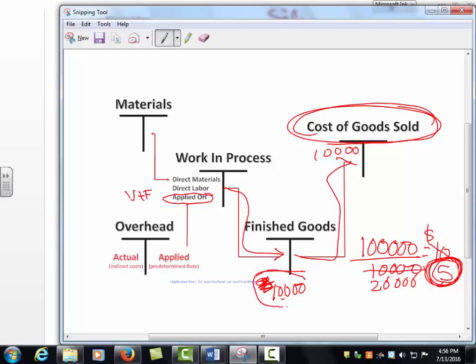not sold, that fixed overhead hides in ending finished goods. And if it is sold, then it hits the cost of goods sold. It hits the income statement.